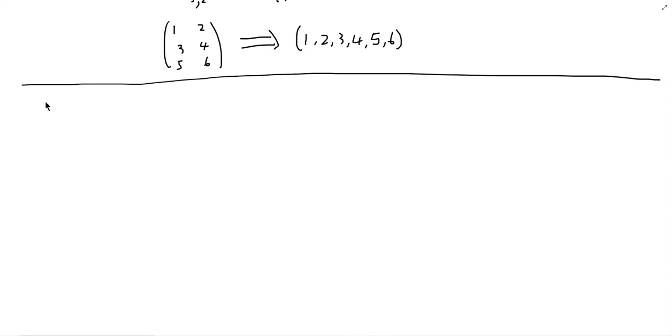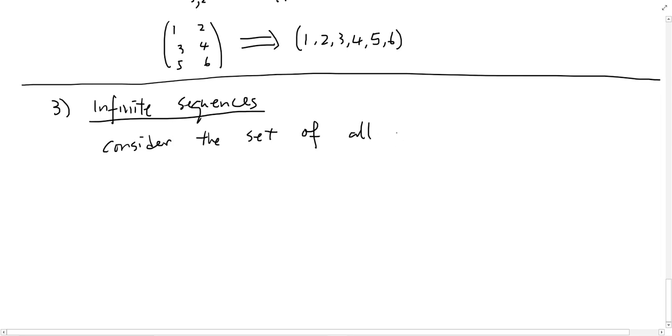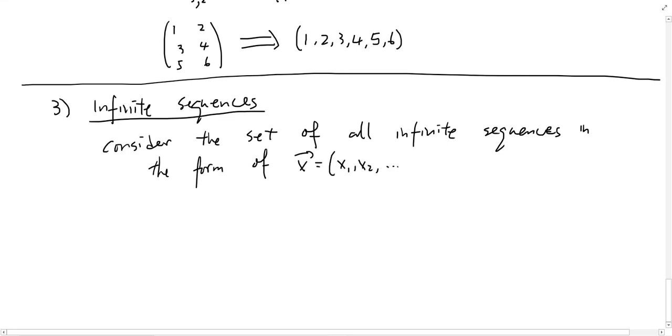The next one should be obvious to you that this one is also a vector space. Number 3 would be an infinite sequence. So what does it mean by that? Let's consider this. Consider the set of all infinite sequences in the form of vector x equal to x1, x2, ... forever.